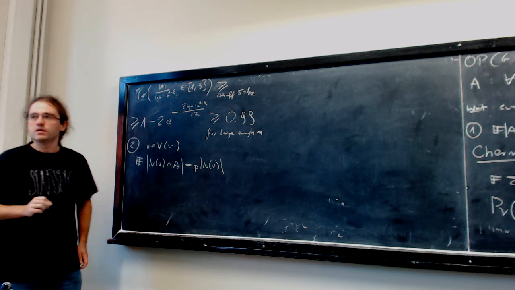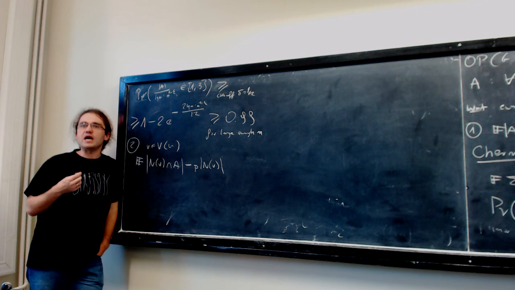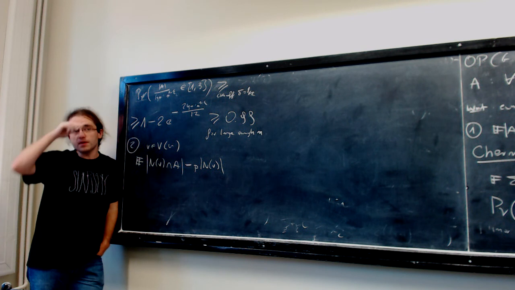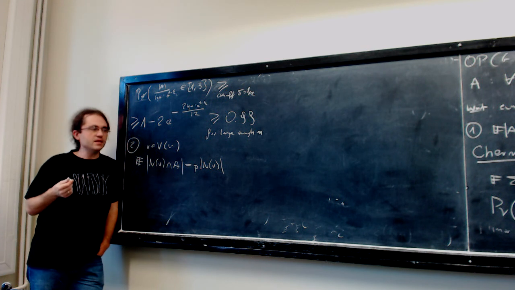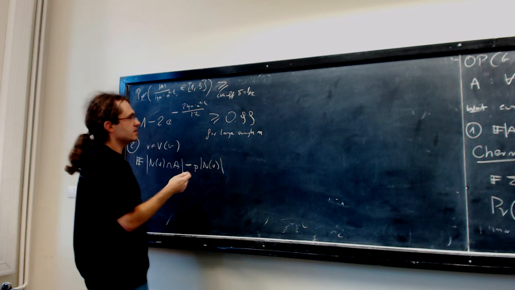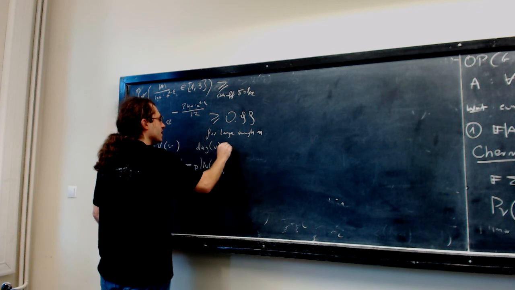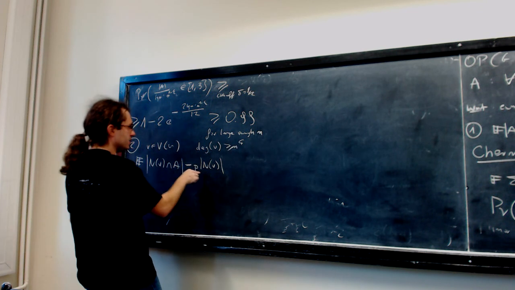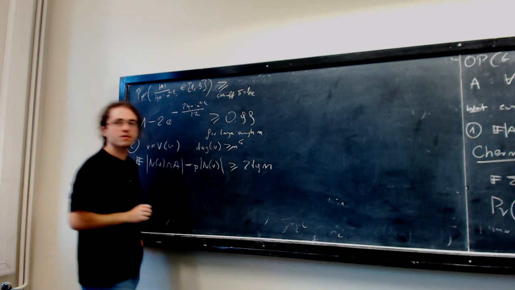Remember that previously we had that the average degree was n to epsilon. What I want to say here is that if the minimum degree was n to epsilon, then we will be fine, because this will still be quite large. So if the degree of v is larger than n to epsilon, then this is larger than 2 log n.